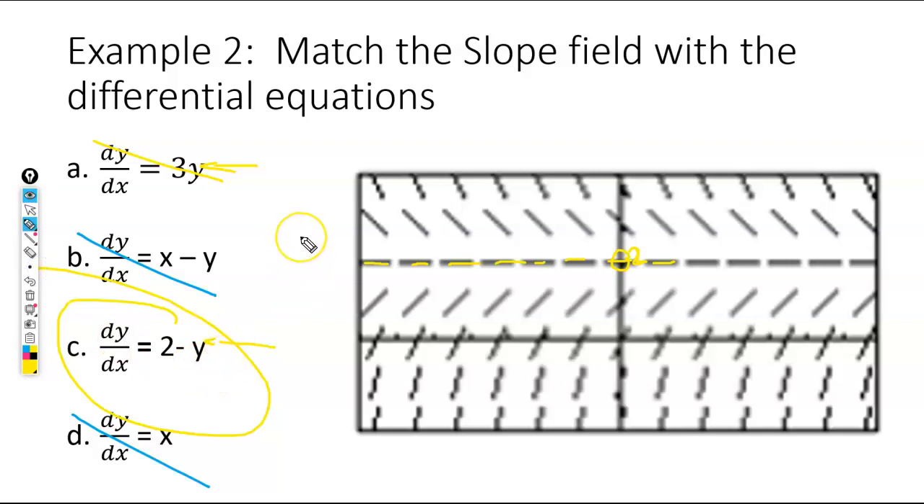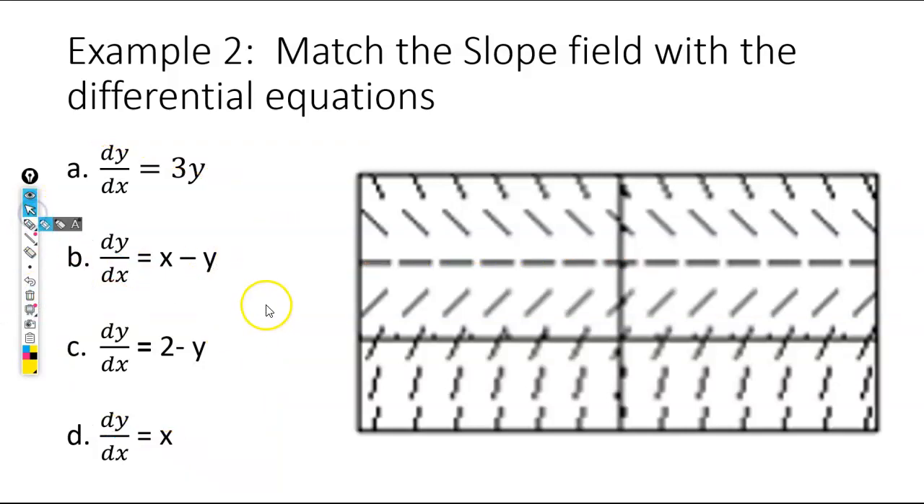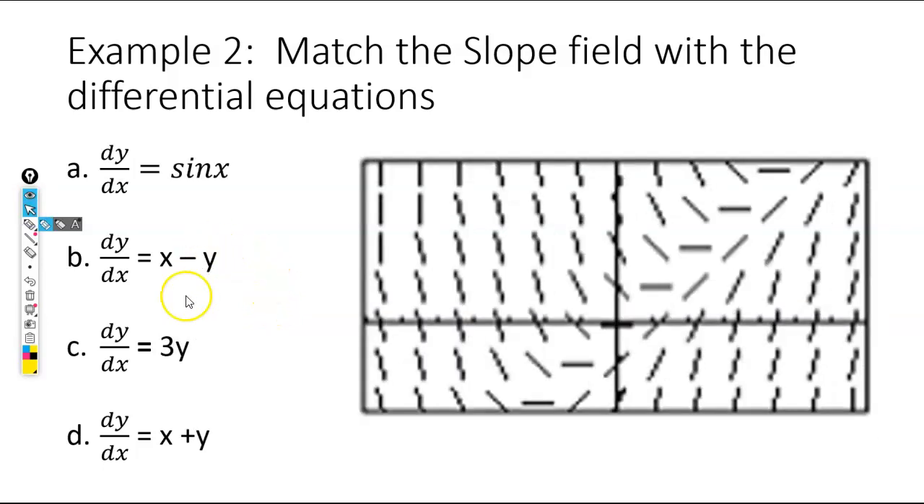So once again, you start by looking at rows and columns to rule out if there's an x or a y, or maybe neither or both. And after that, you just look at your zeros. And in this case, that was enough. But if that's still not enough, then you just pick a random point and test it. All right, let's do another one.